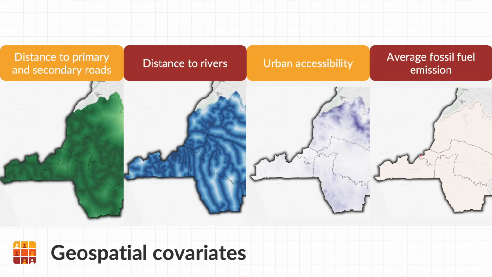Geospatial covariates should provide different insights on the location of population. Some are related to physical context, such as distance to roads and rivers, others to the socioeconomic context, such as urban accessibility and fossil fuel emissions. GRID3 is able to produce hundreds of different geospatial covariates, also in data-scarce environments. But in the end, only a subset, including the most important, is used for population estimation.